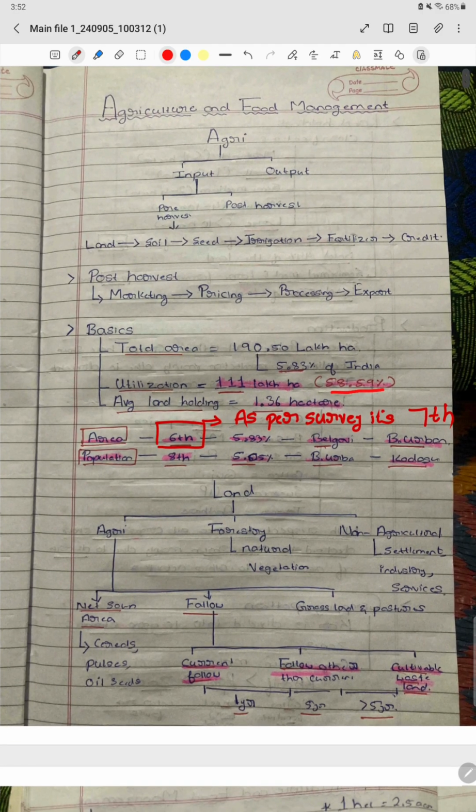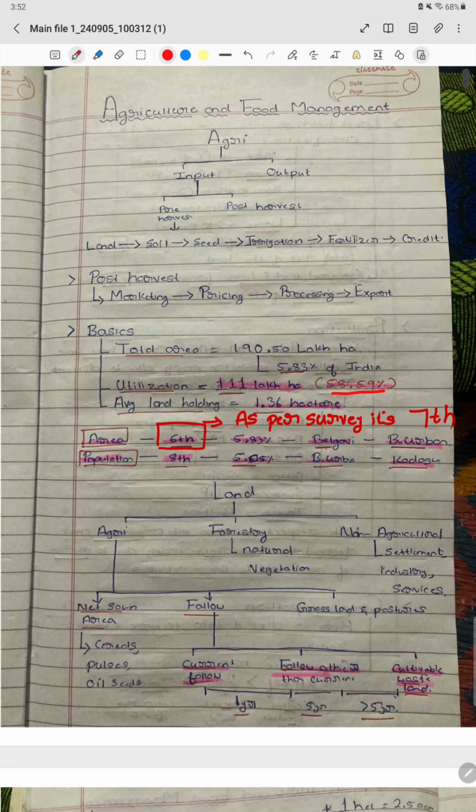Then, other facts given in the economic survey are area and population. As per area, Karnataka is the seventh largest state in India, and it occupies 5.83% of the area of India. We have seen this one. In Karnataka, the district that has the maximum area is Belagavi, and the district that has the smallest area is Bangalore Urban.